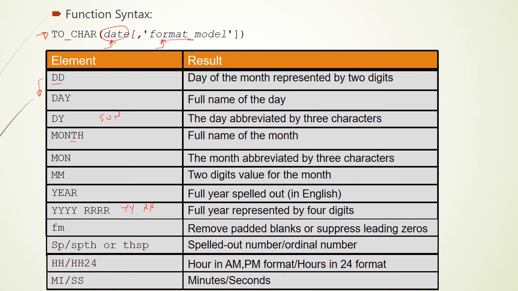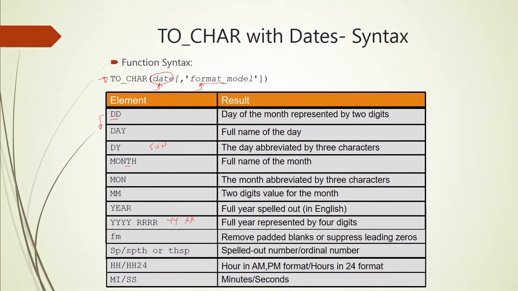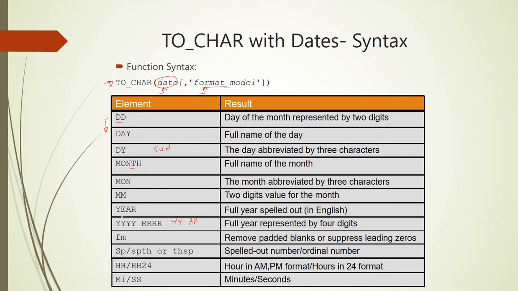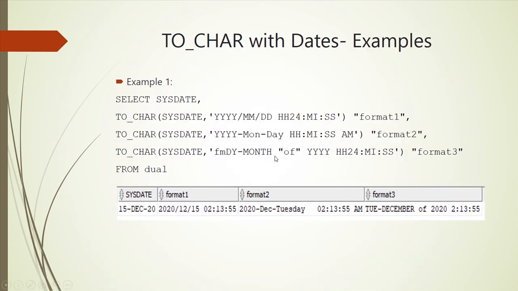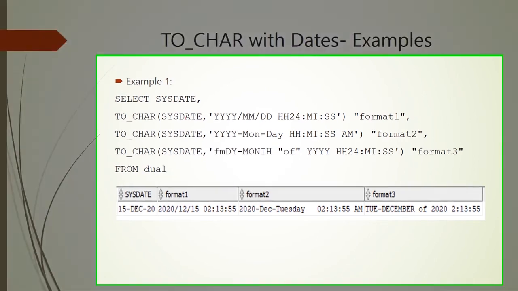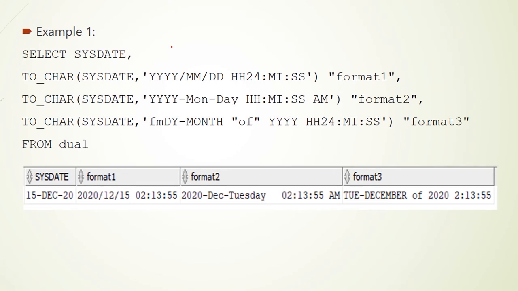HH or HH24 is to display the hour either in AM/PM format or 24 format. MI is to display the minutes, and SS to display the seconds. So we can use a combination of these elements to convert the date to character. To understand how to use the TO_CHAR function to convert date to characters, let's have a look at this example. Here, select sysdate. As we said before, the default display format of the date is DD, two digits representing the day, and then the month, three characters abbreviation for the month, and then RR, which is two digits representing the year. So this is the sysdate.